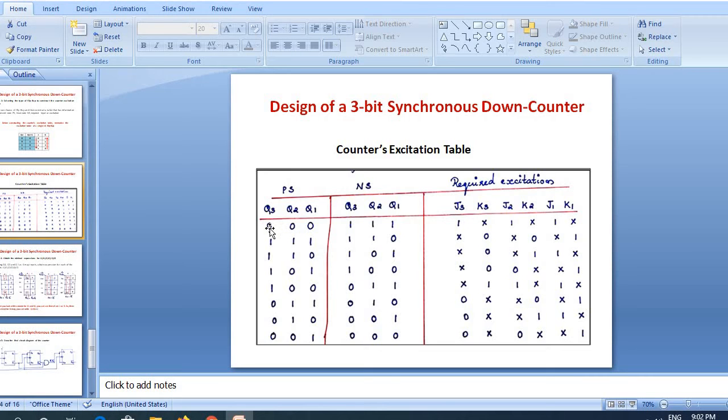For example, Q3 in present state is 0 and next state is 1. So the Qn to Qn plus 1 combination for the third flip-flop is 0, 1. How can you write it? If it is 0, 1, it will be 1x. If it is 1, 1, it will be x0. Here the Q3 is 1, so correspondingly J3, K3 will be x0. Similarly, you can complete the entire table. So first you write the present states, then for each present state, write the next state, complete the next states table, then you find the required excitation.